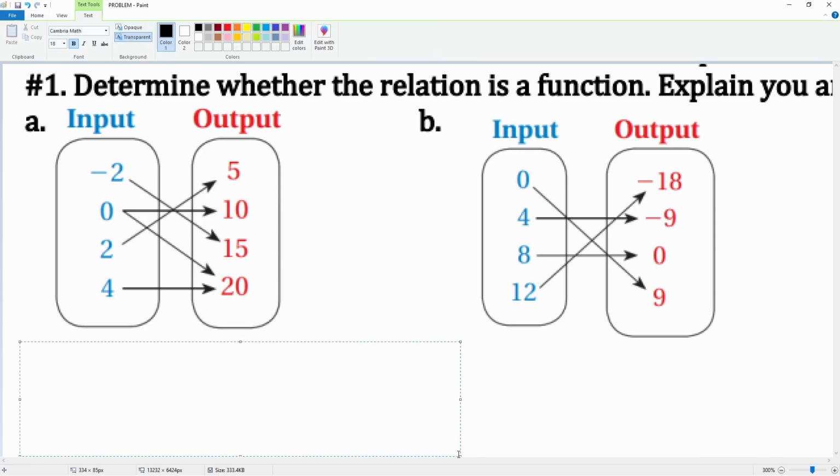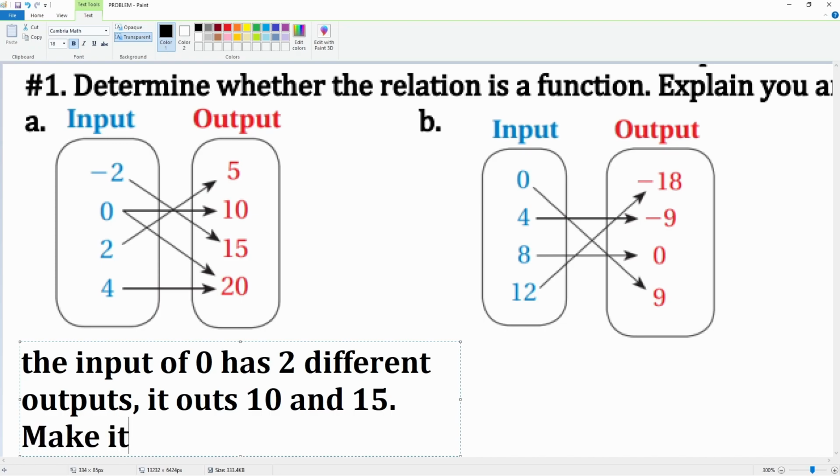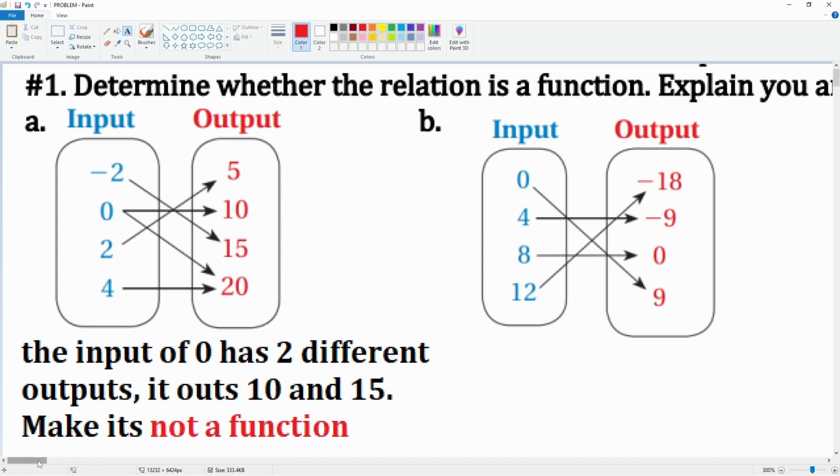So if you think about the vending machine here, do you notice how the input of 0 has two different outputs, 10 and 15? This makes it not a function. This is why it's not a function, because of that input value of 0 having two outputs of 10 and 15. That's the answer with the explanation, right?